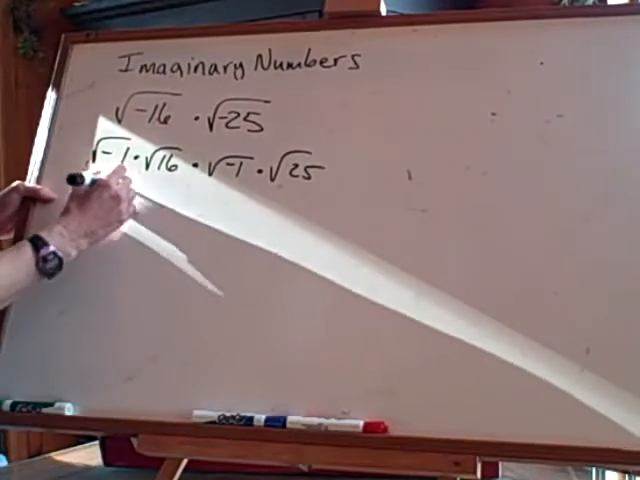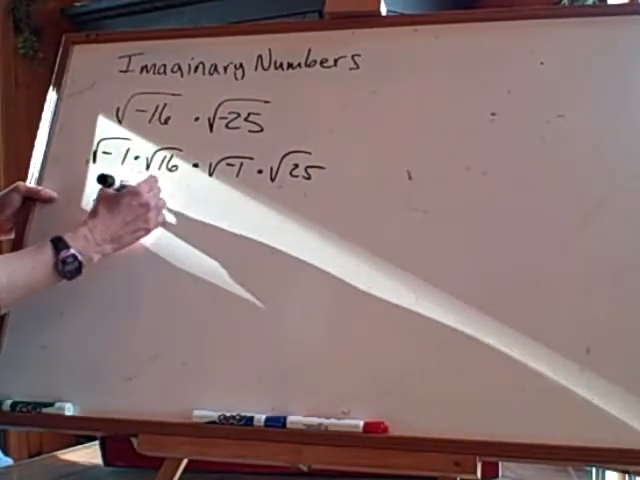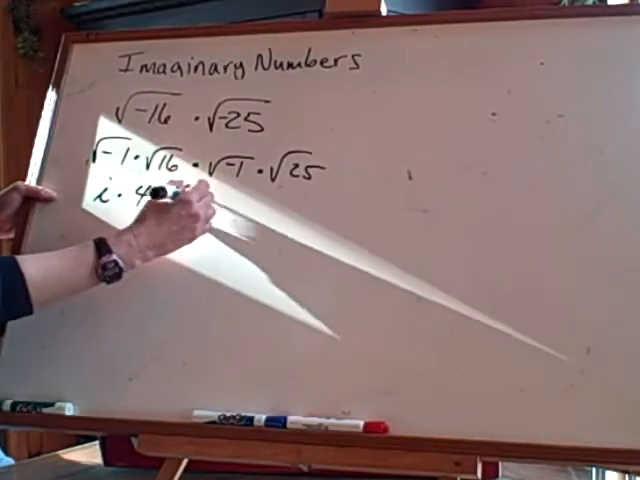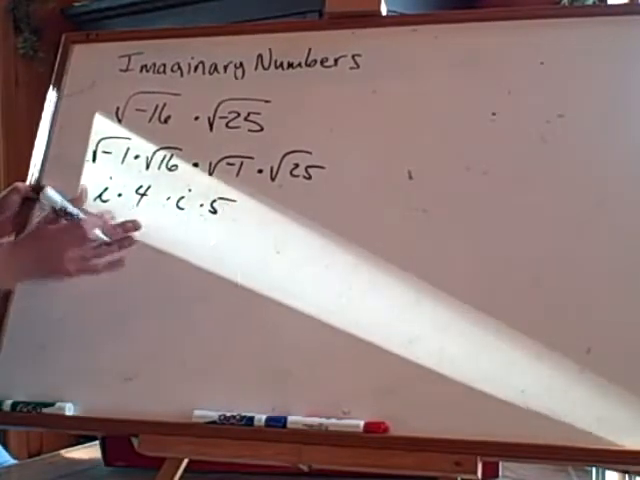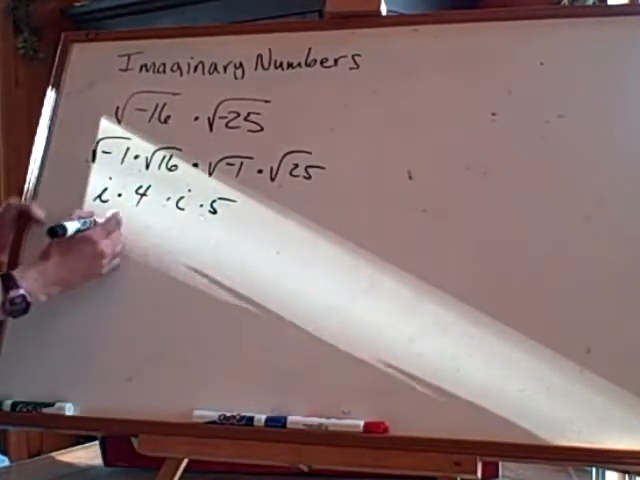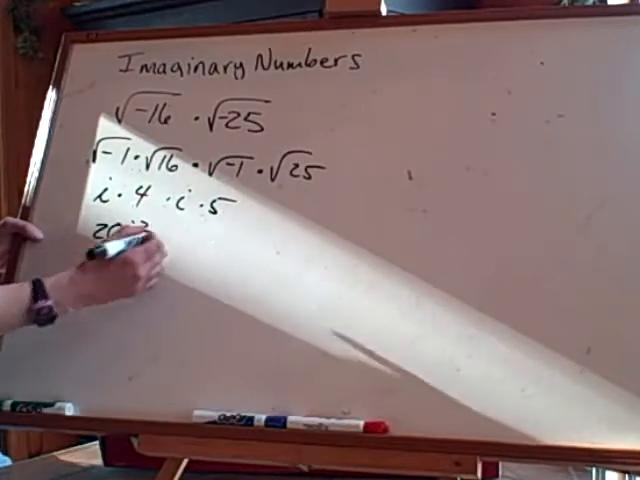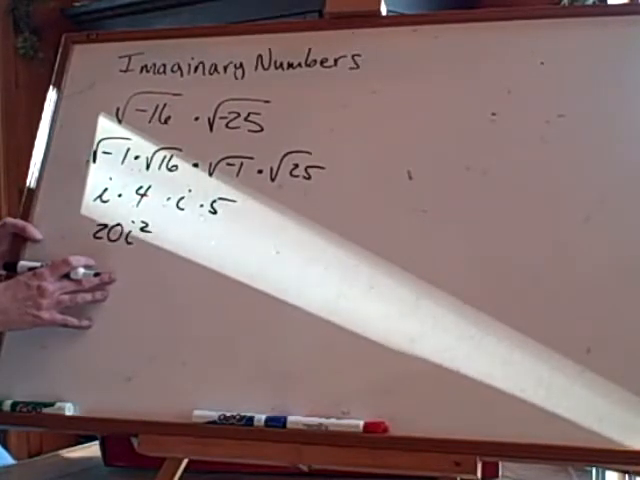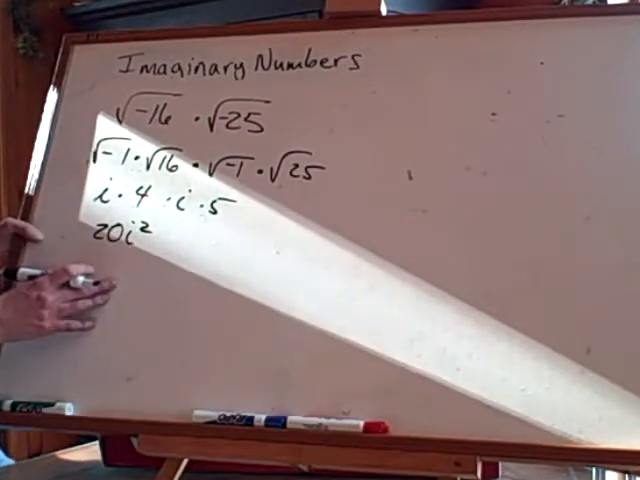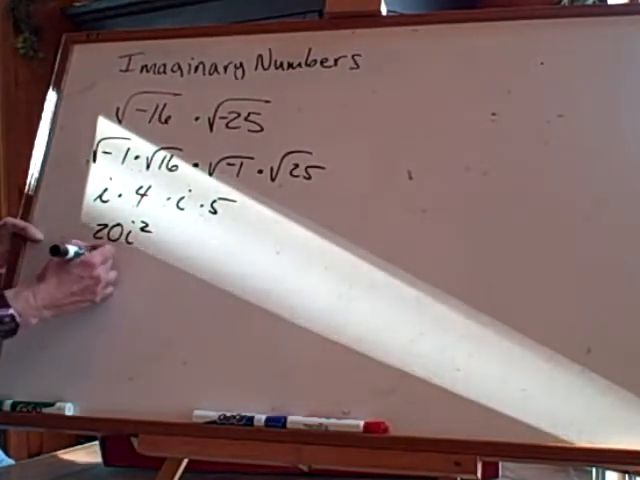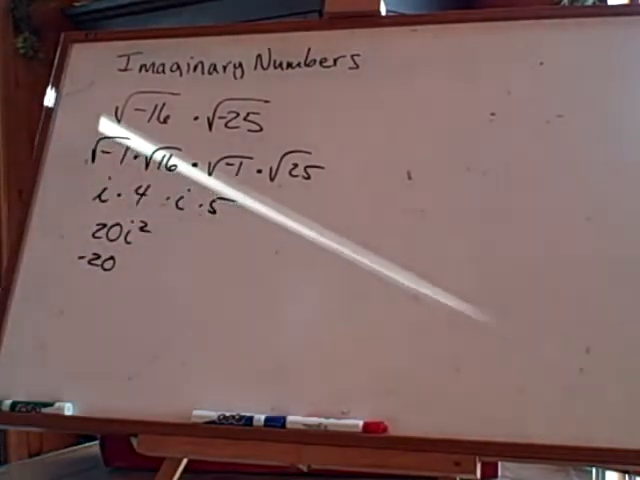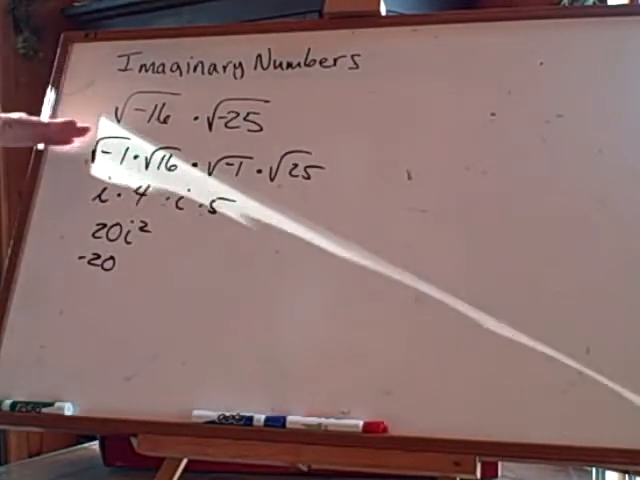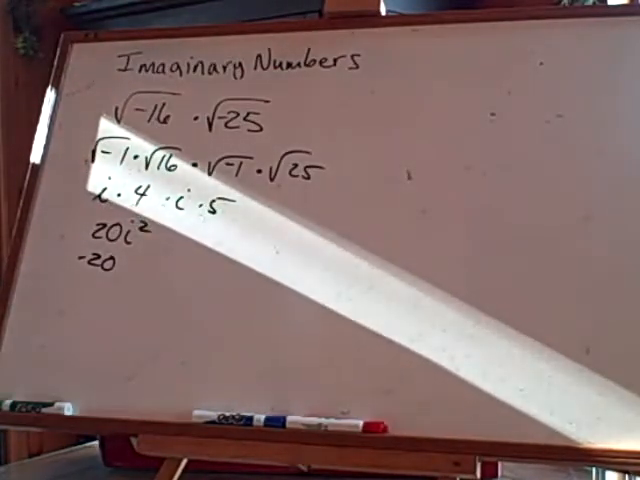All right, so this becomes i. What's square root of 16? 4. This becomes i. This becomes 5. Well, we just multiply like terms, right? 4 times 5 is 20. i times i is i squared. What is i squared? Negative 1. 20 times negative 1 is? Negative 20. Negative 20 all day long. Perfect. And these are basically the steps you're going to need to show me on that.